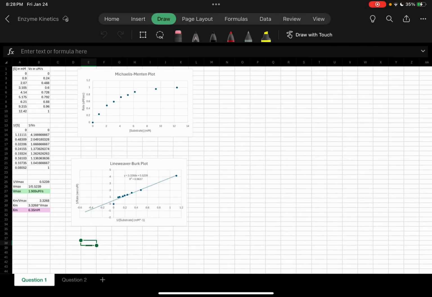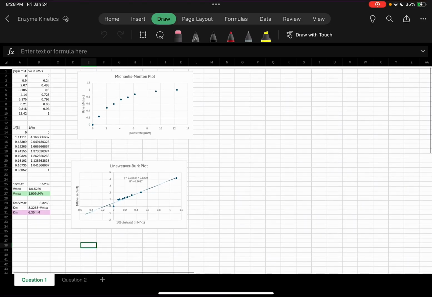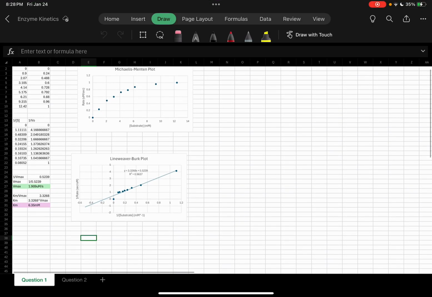Hello everyone, so here I'll be explaining my Michaelis-Menten plot and my Lineweaver-Burk plot and how I got to the values of the Vmax and the Km. To plot the Michaelis-Menten plot, I used the given values, which were for substrate concentration, in millimolar, and for the rate of reaction, in micromolar per second. And this is the plot that I got.